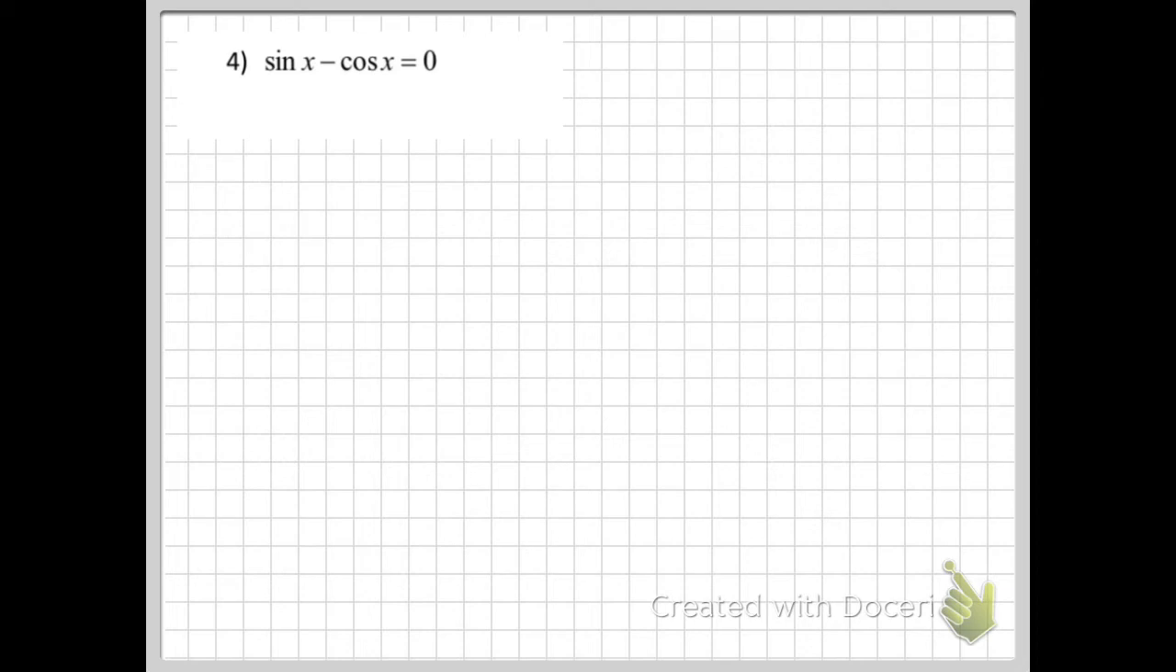So 2 different trig functions, not replaceable, so I'm going to move them to opposite sides. So add the cosine x to the other side. Sine x equals cosine x.